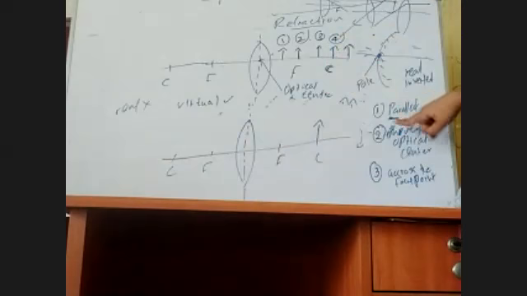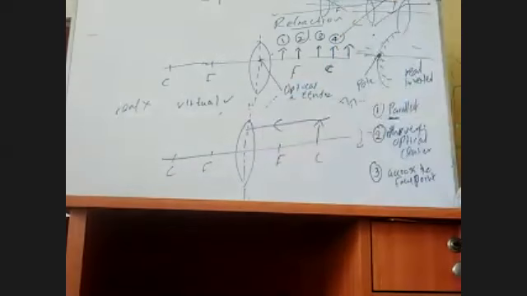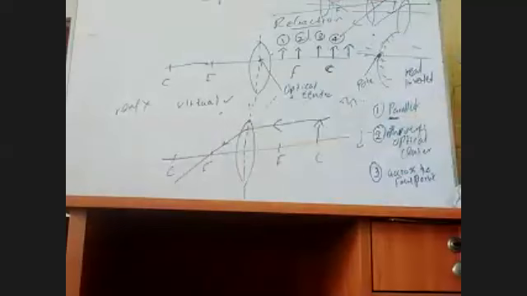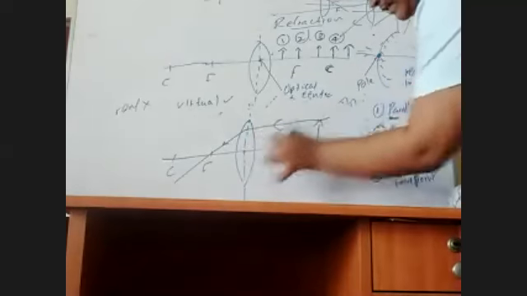First one, draw a parallel line. Draw a parallel line. Then what will happen? It will pass through the focal point. Then the second ray, through the optical center. Definitely it should touch the tip of the object and pass through the optical center. Okay.